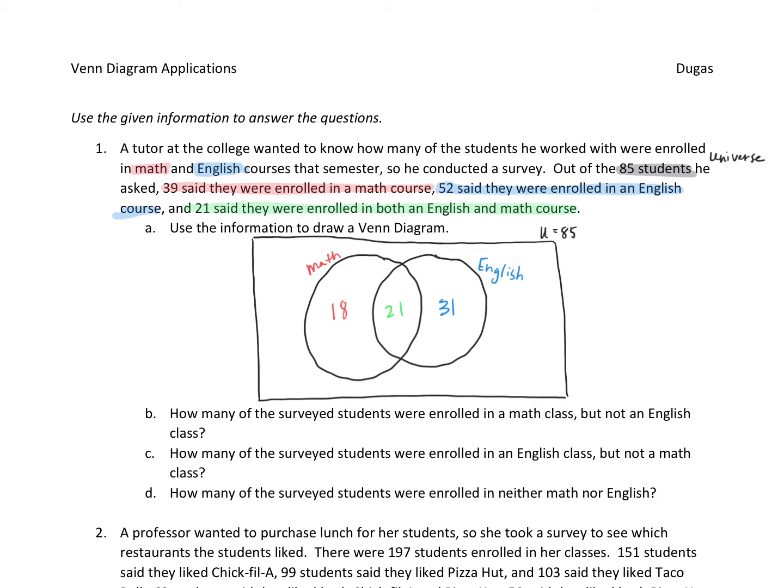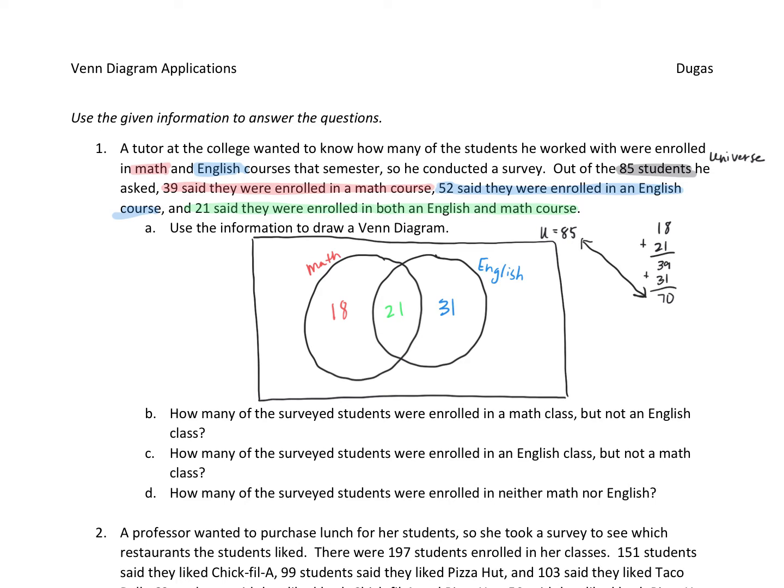So all of the numbers within the rectangle have to add up to 85. If I add up all my numbers, 18 and 21, that's 39, plus the other 31, that's exactly 70. That's all the numbers I have in there right now. It adds up to 70. But notice that my universe is 85.